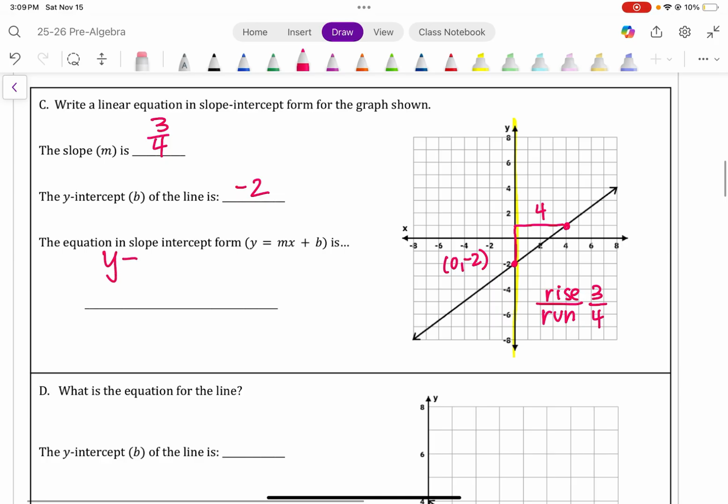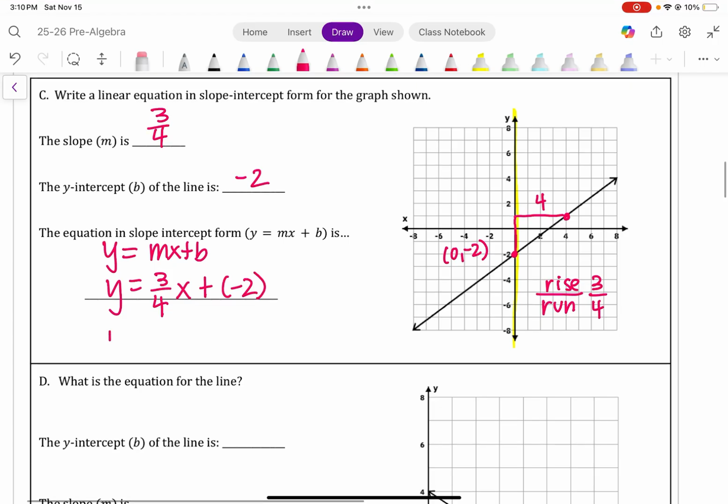So in my equation, y equals mx plus b, that's the formula. Y equals 3/4 x, I'm replacing m with 3/4, plus -2. Now, I hate double signs. If you're in my class, you know that. So y equals 3/4 x, the negative takes over and turns into 3/4 x minus 2.